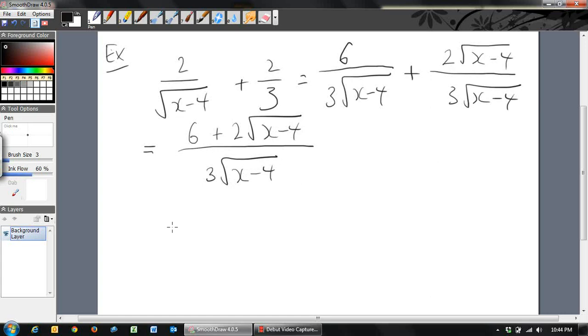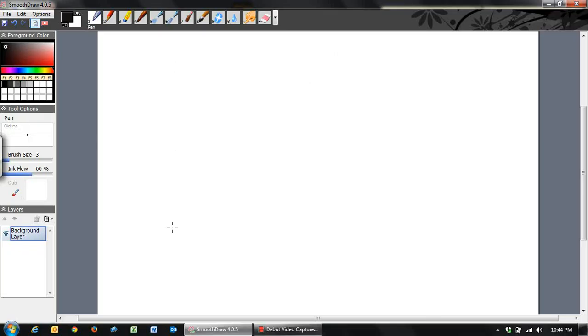So there's an example. Let's keep going with these square roots because they are just good fun. Let's try another example.